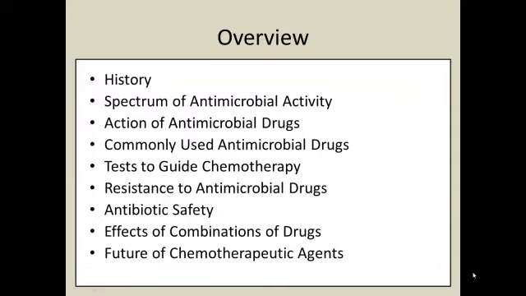In Part 1, we're going to talk about the history of antimicrobials, then we're going to talk about the spectrum of antimicrobial activity, the action of antimicrobial drugs, and commonly used antimicrobial drugs. In Part 2, we'll talk about tests to guide chemotherapy, resistance to antimicrobial drugs, antibiotic safety, effects of combination of drugs, and the future of chemotherapeutic agents.